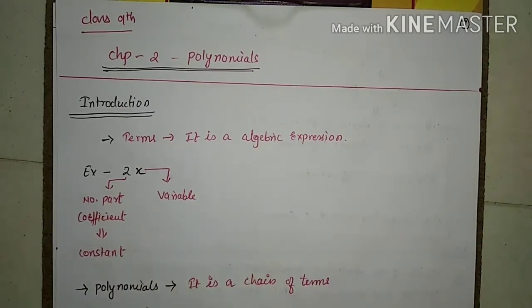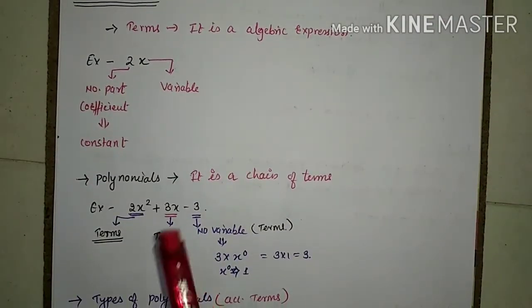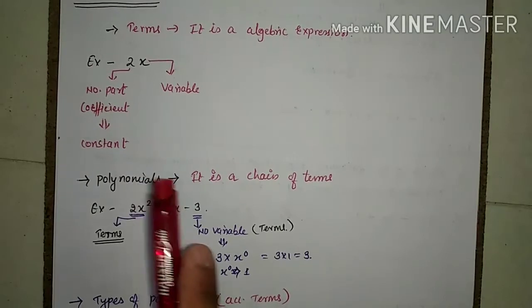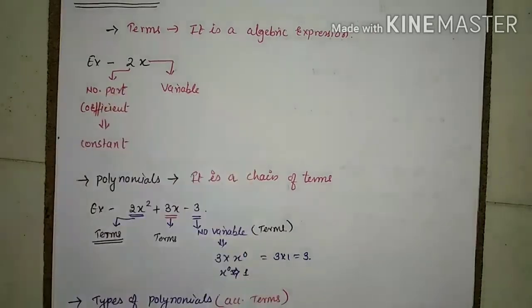Okay, now come to the next thing, polynomial, which is a part of this chapter. Polynomial means it is a chain of terms. Terms, you know, we have done. 2x is one single term. It means there is something with the variable, and it is considered as a term. So polynomial is what? A chain of terms.